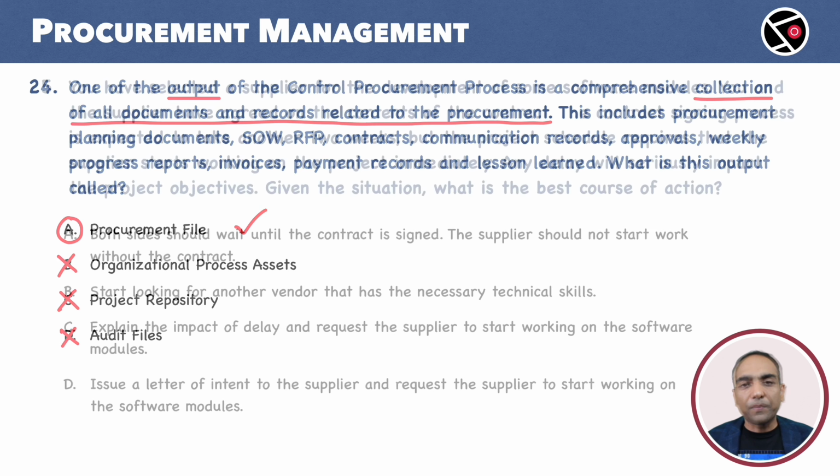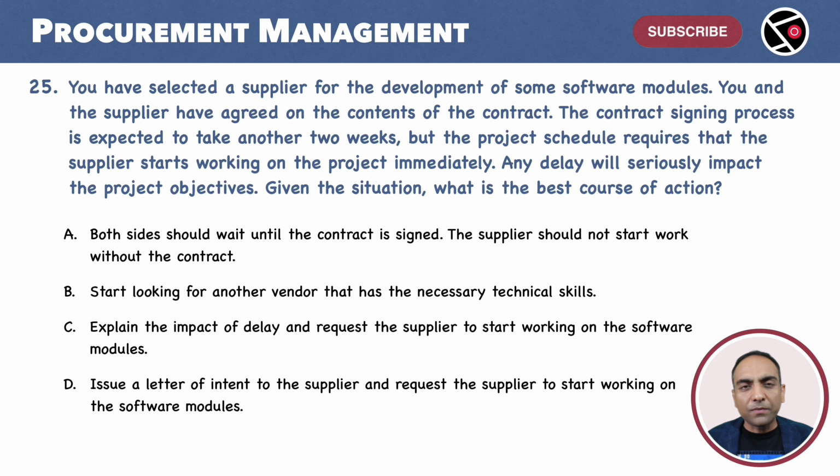You have selected a supplier for the development of some software modules. You and the supplier have agreed on the contents of the contract. The contract signing process is expected to take another 2 weeks. But the project schedule requires that the supplier starts working on the project immediately. Any delay will seriously impact the project objectives. Given the situation, what is the best course of action? Both parties have agreed on the contents of the contract. The delay is due to the contract signing process. So, what should we do about this?